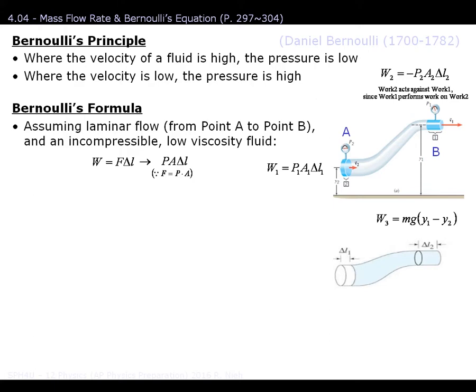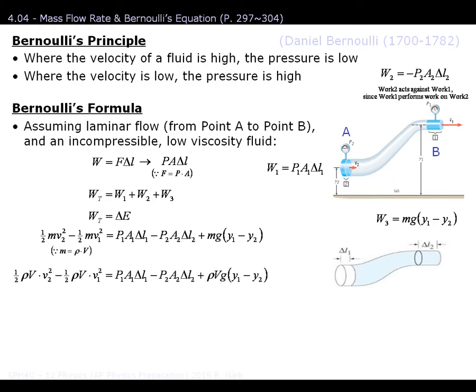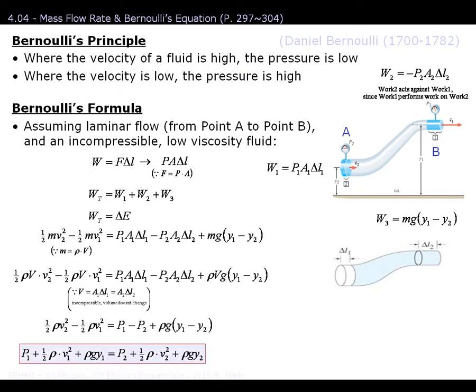So the total work in moving the fluid from a lower elevation to a higher elevation is equal to W1 plus W2 plus W3. But work is also equal to the change in energy, or in this case, the change in kinetic energy. So 1/2 mv squared minus 1/2 mv squared initial will equal W1 plus W2 plus W3. Next, we'll expand, collect like terms, and it all simplifies down to this equation here.